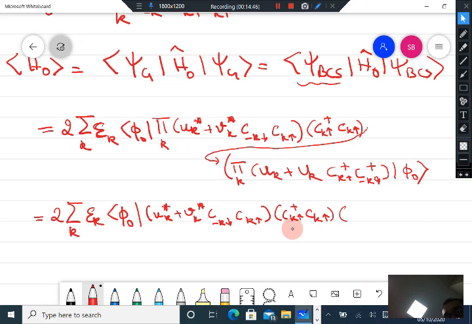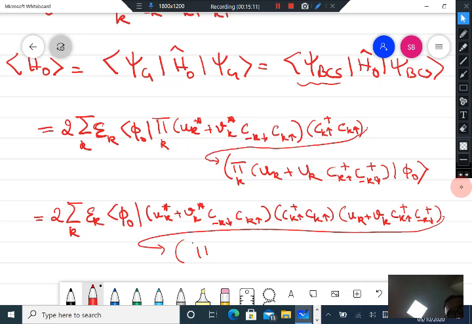Then you take the specific term relating to this, you take it out of this product. Okay, (u_k + v_k) c_k↑† c_{-k}↓†, multiplied by a product of all l terms not equal to k, because those k terms you have already taken out from this bracket. From this bracket you have already taken out the k terms, so therefore inside the bracket you will not have this term.